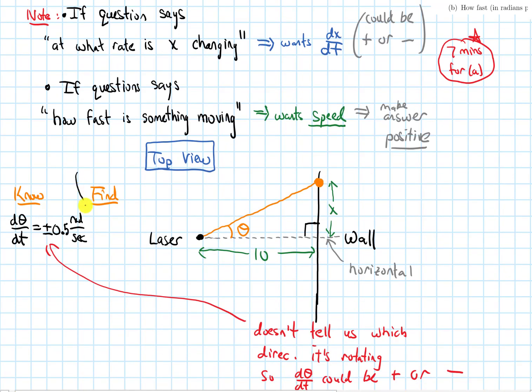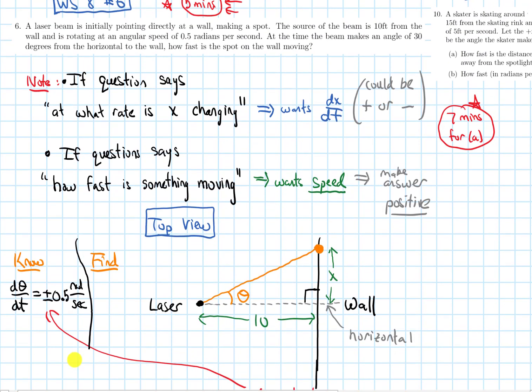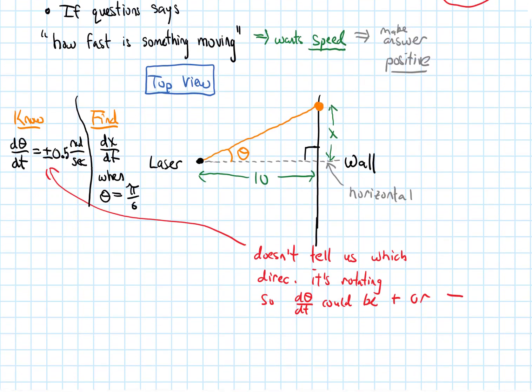Okay, so what is it that we want to find? Well, the question says we want to know how fast is the spot moving along the wall. And for that, we are going to need to know dx dt. And we will need to know when our angle theta, it says, is 30 degrees, so that is pi over 6 in radians. All right, so we are ready now to write down our equation.